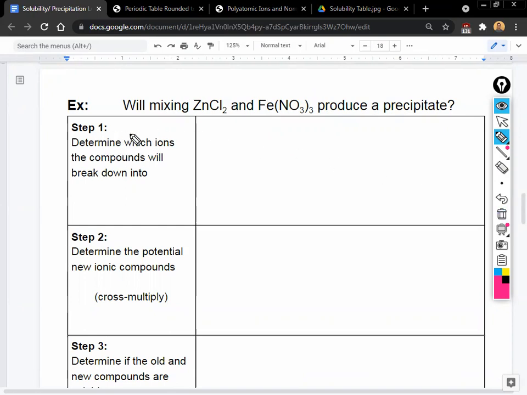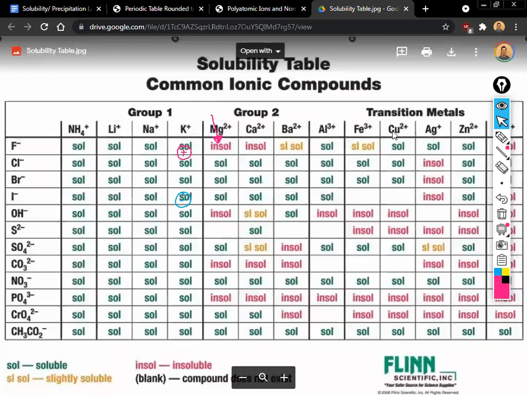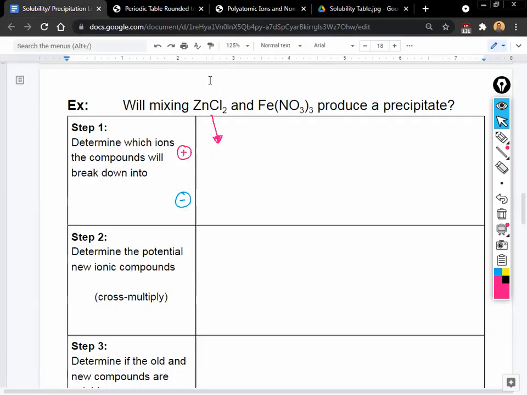Step one is you want to figure out which ions the compound will break into, okay? So I'm going to do the first one for you, and then I'll have you guys try the second one. So let's take a look at ZnCl2. We need to figure out what the cation is and what the anion is, so what the positive one is and what the negative one is, okay? An easy way to do this, guys, by the way, is you can look at this chart and it'll tell you what the cation and anion are. So let's look at ZnCl2.